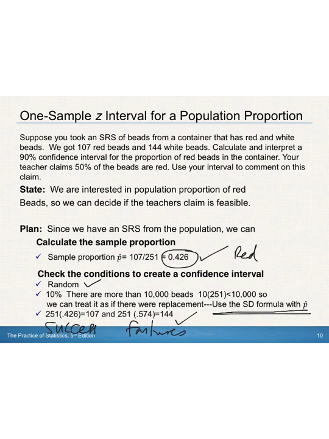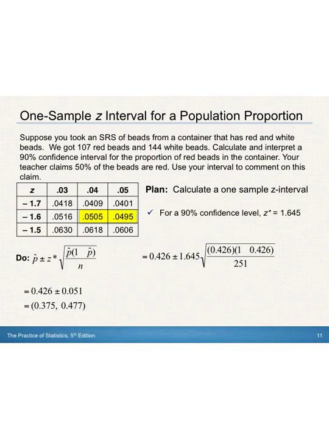Because we met those requirements, then we can go ahead and use our formula. So we decided we're going to do a 90% confidence interval. Reminder that 90% is going to leave you with 5% on each side. So there we've got 1.645 because it's right in between these two as our confidence level at 90%. So we're going to go ahead and plug our numbers in. We have 0.426 as our proportion of red. Here's our Z star right there. And then we're going to go ahead and use our p and our 1 minus p divided by 251. So these are the numbers we're going to get.